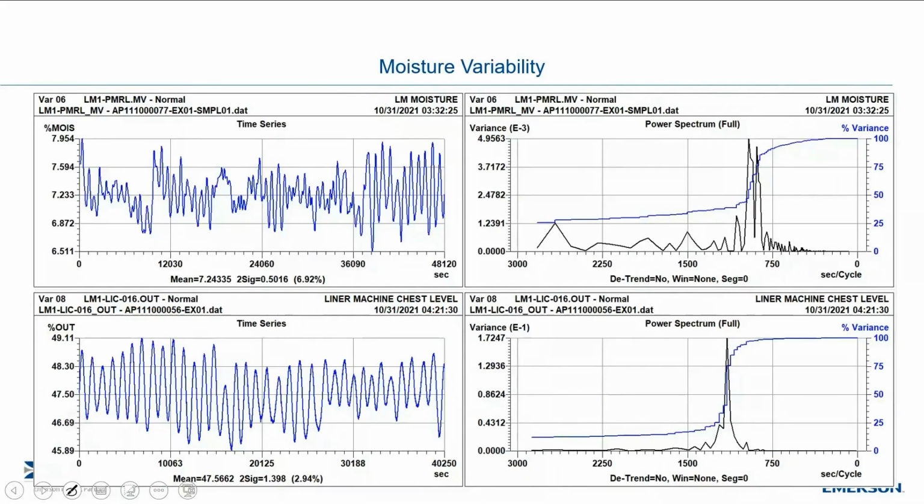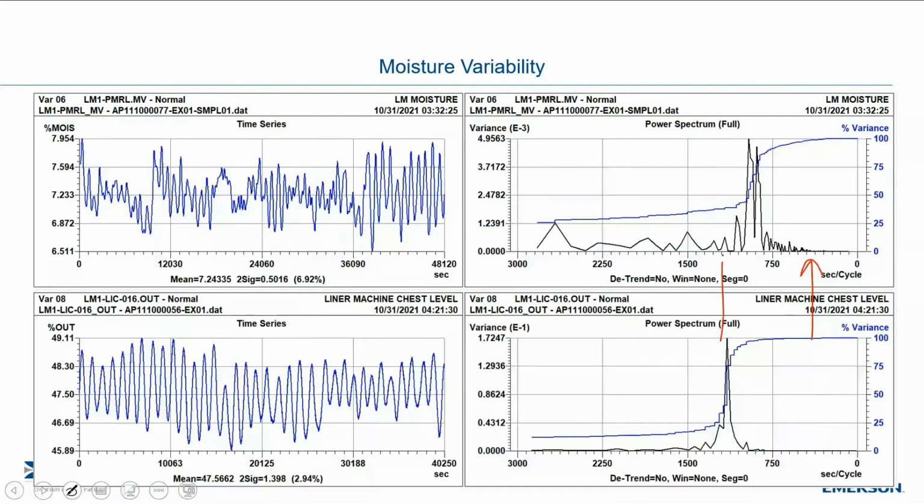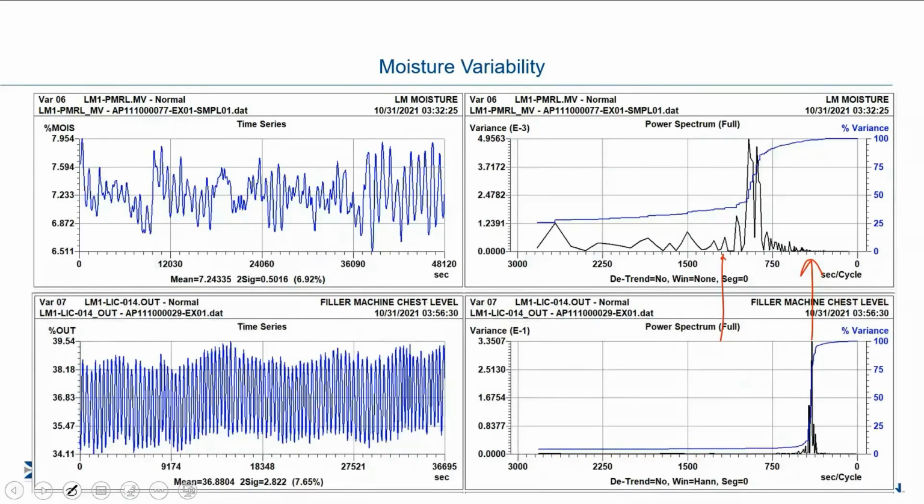That is on the top, the liner machine chest. And then I looked at the filler machine chest. Once again, you could see that didn't line up either. So neither one of these variabilities that I was observing upstream of the paper machine were major contributors to the moisture variability. Let me go back here. You can see this one probably lines up with that one, but it's not a huge contributor to the actual variability. So I was kind of bummed out.